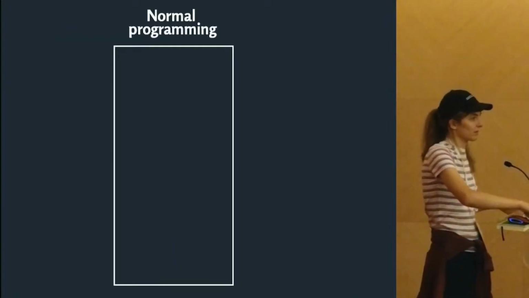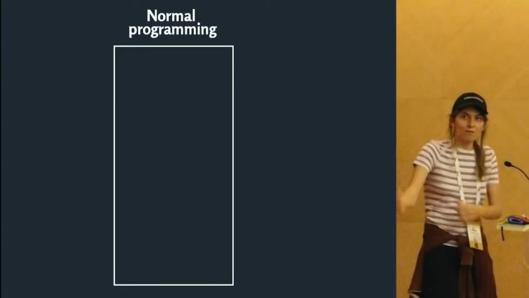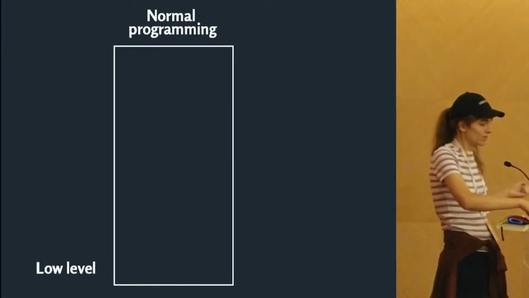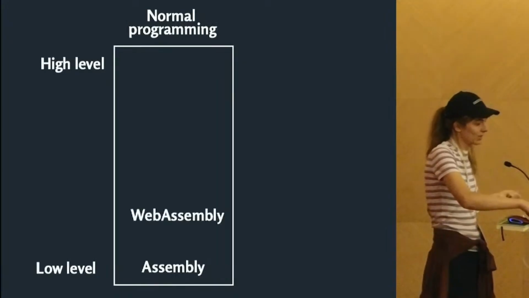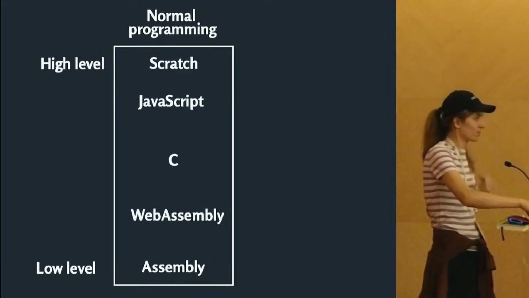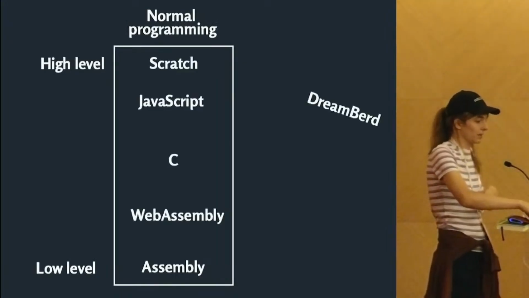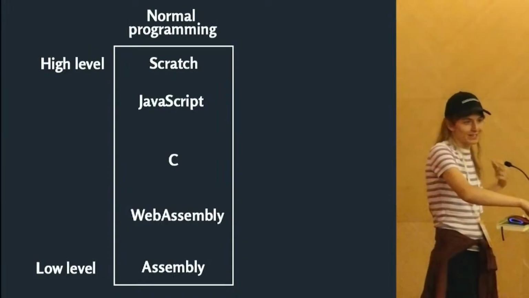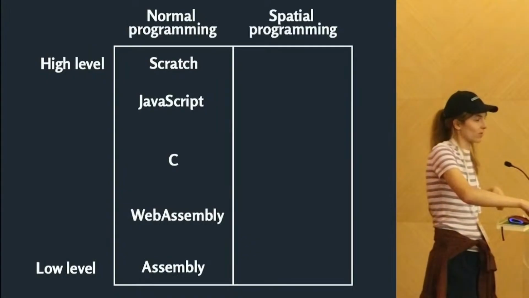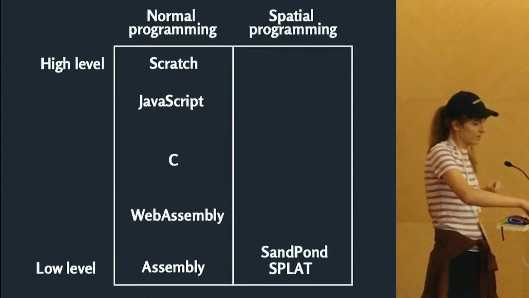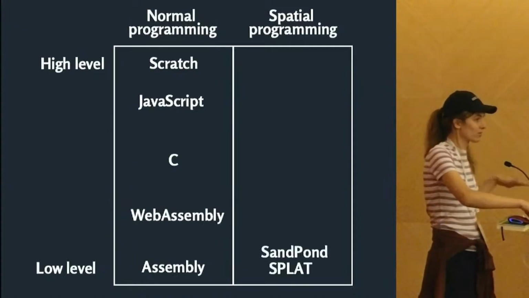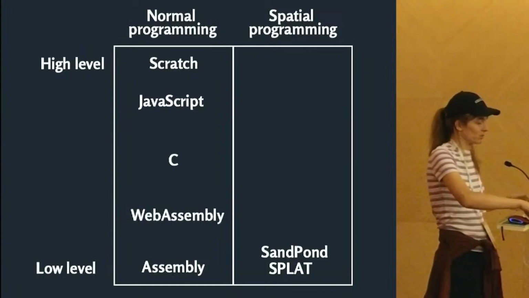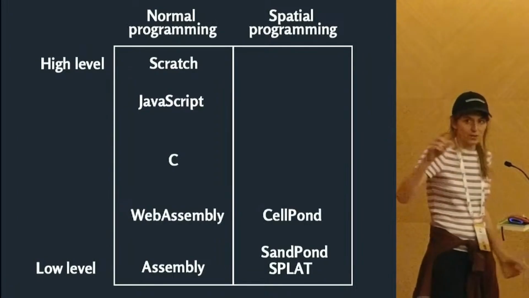This is how I think about it. We could map out every single bit of normal programming from low level to high level. We'd probably have assembly down here and JavaScript and Scratch right at the top and Dreambird over here. And we could do the same with spatial programming. I would say Splat and Sandpond around there, they're extremely low level, very early examples of it. And I'd put CellPond here.